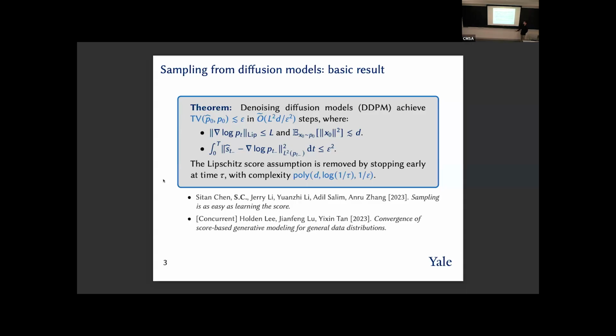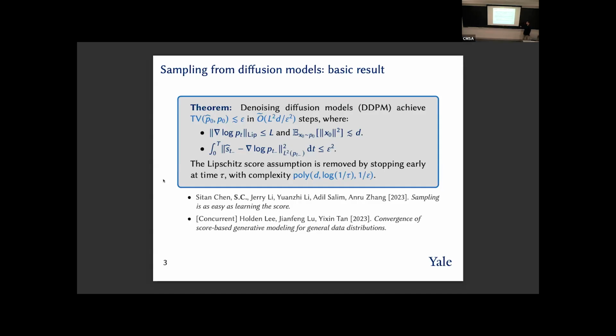So one technical device that's used both in practice and in theory is early stopping. Instead of running the reverse diffusion all the way to the final time, you just stop it a little bit early, and then you can completely remove this Lipschitz assumption. And this doesn't hurt you much because if you stop early at some time tau, you only pay logarithmically in 1/tau. But actually, I'm going to show a more refined version of this result anyway.